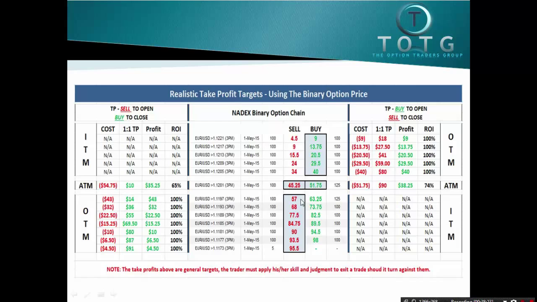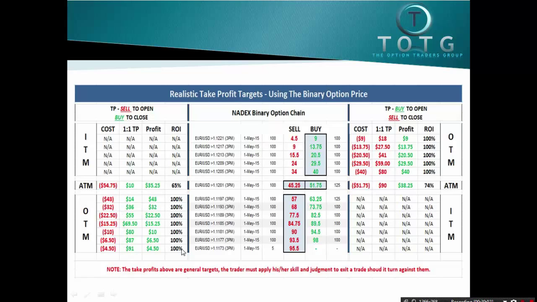Okay, you're selling this one right here for $57. 57 minus 100, the total cost of a binary contract. Your cost is $43. If your cost is $43, you're looking to make a profit of $43, right? So how do you do that? You set your take profit at $14. There you go. Here's your cost, $32. You're looking to make $32 profit. You need to set your take profit at $36. And so it goes down the line here.